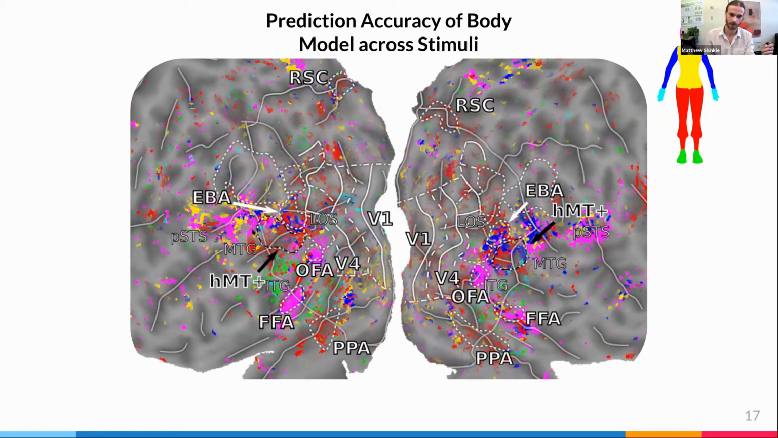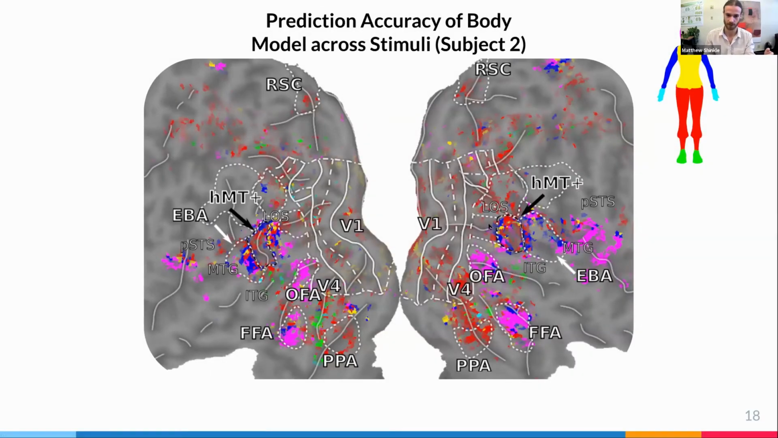If we look along the rostral and caudal-most portions of this hMT region, we tend to see a lot of pink, which is selectivity to faces. And in contrast, if we look along the ventral border, we see a lot of green, which is selectivity to feet, and a lot of blue, which is selectivity to hands. This is generally consistent across participants.